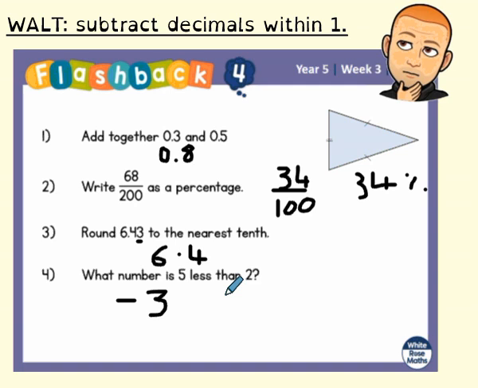Finally, the shape in the top right hand corner there is an isosceles triangle, because we've got two sides of equal length. We know that because it's got these lines on it, which means the sides are of equal length. So it's an isosceles triangle. Let's get into today's lesson then.